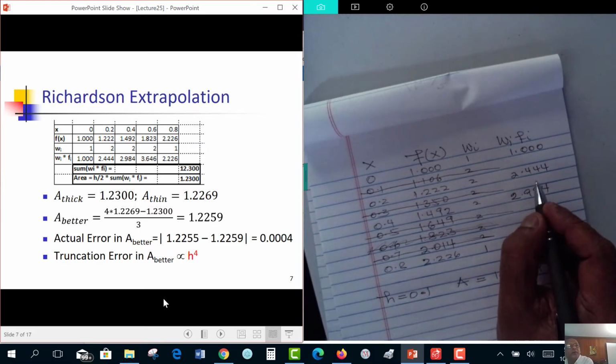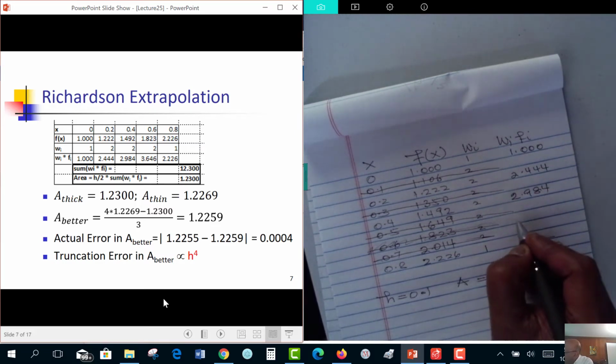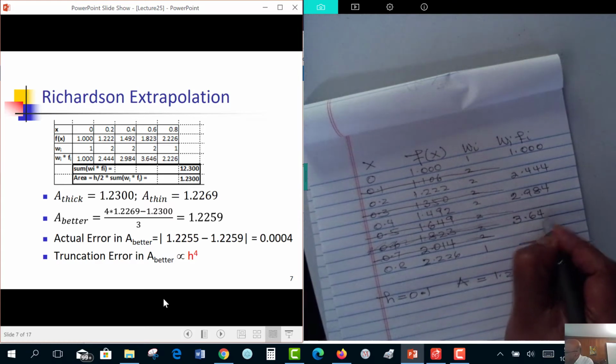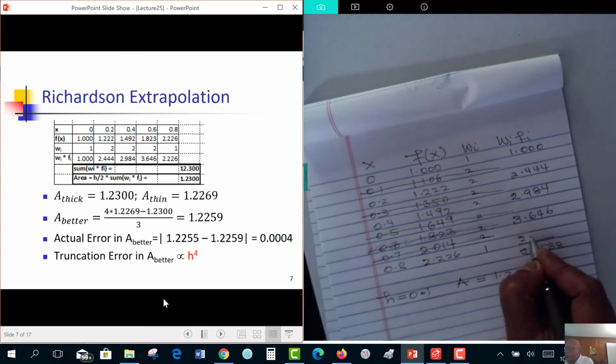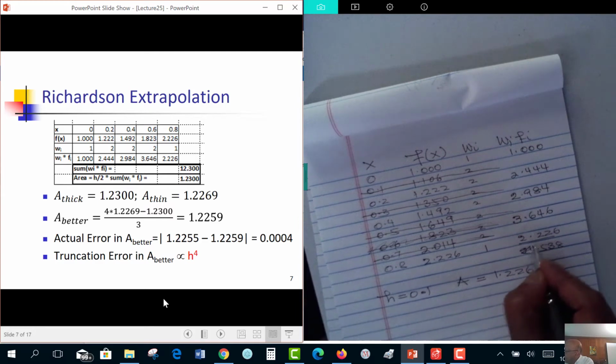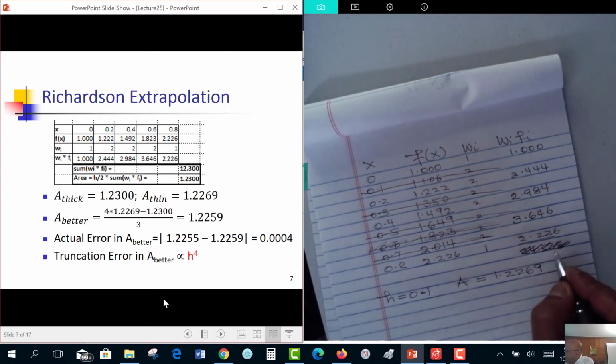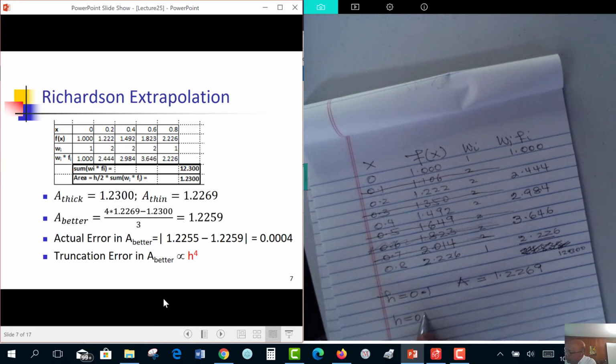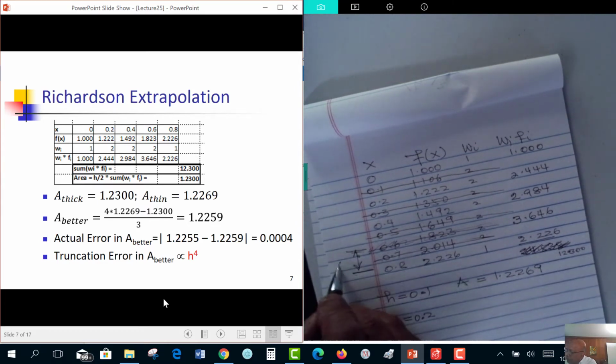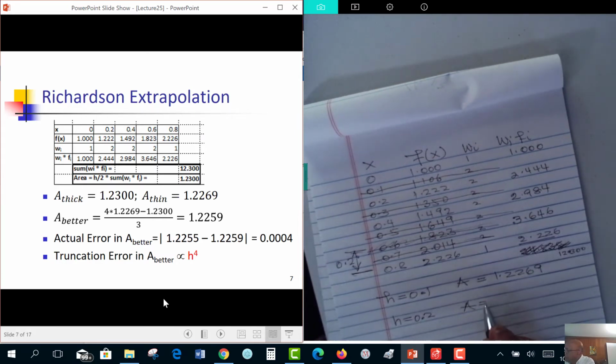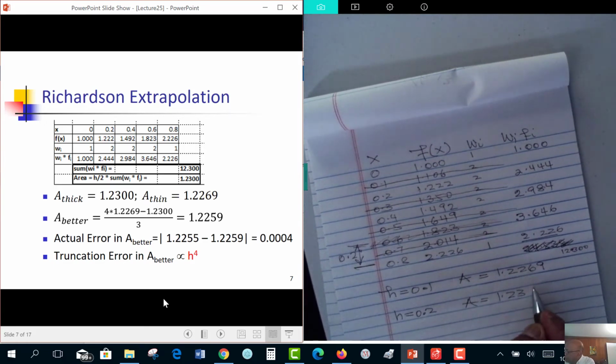2.984, 3.646, and this is 2.226. So we total it up, and this time we'll get 12.300. So now when we use h equal to 0.2, our area is equal to 1.2300.